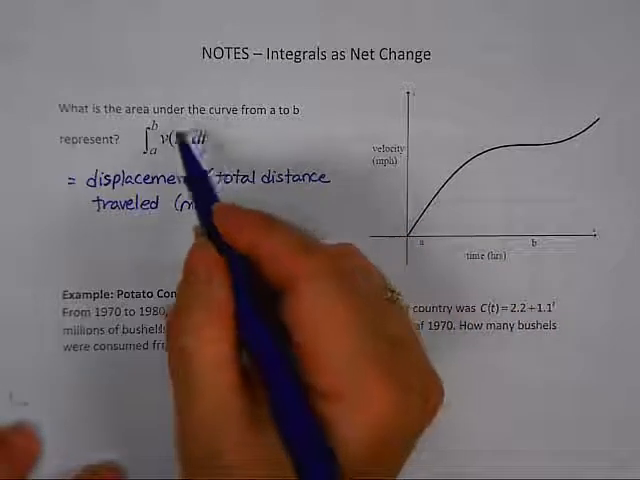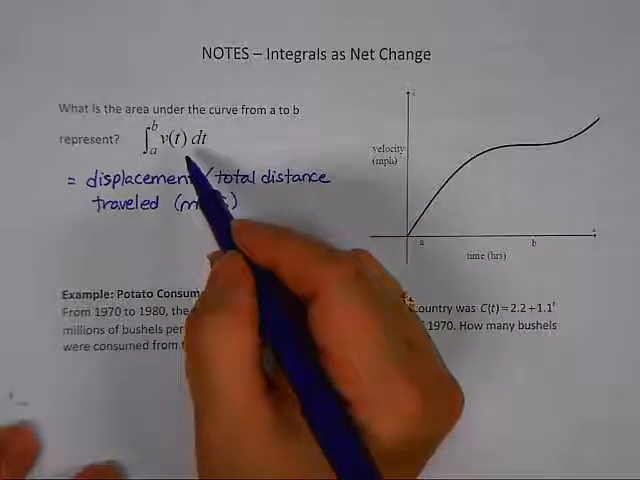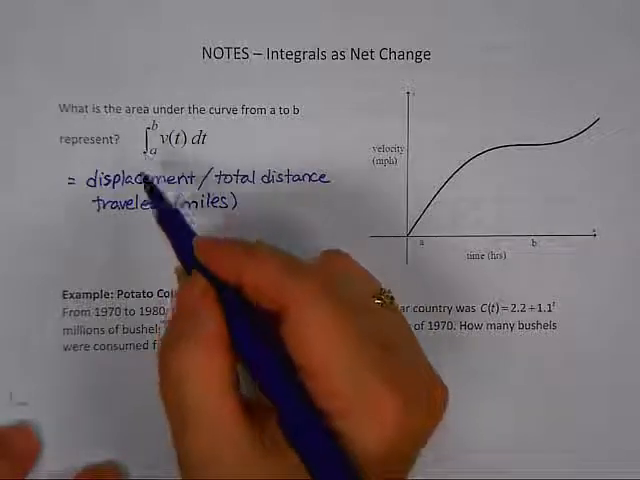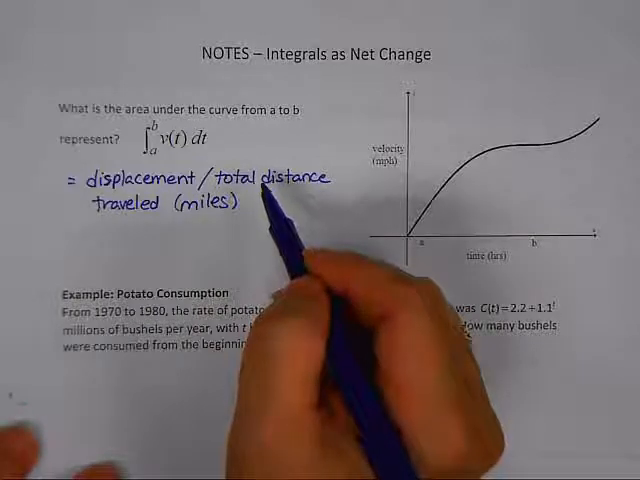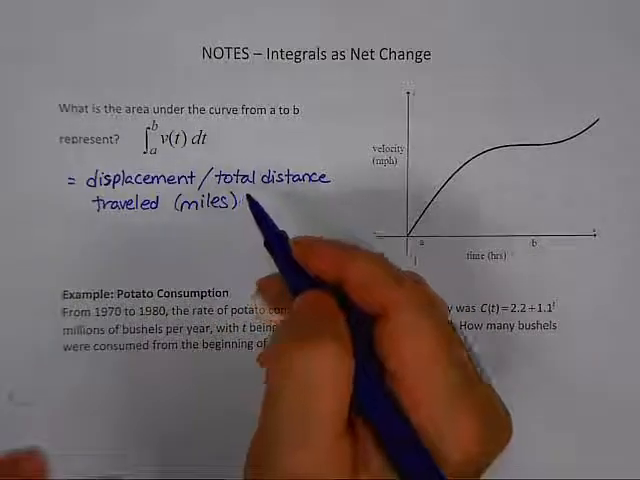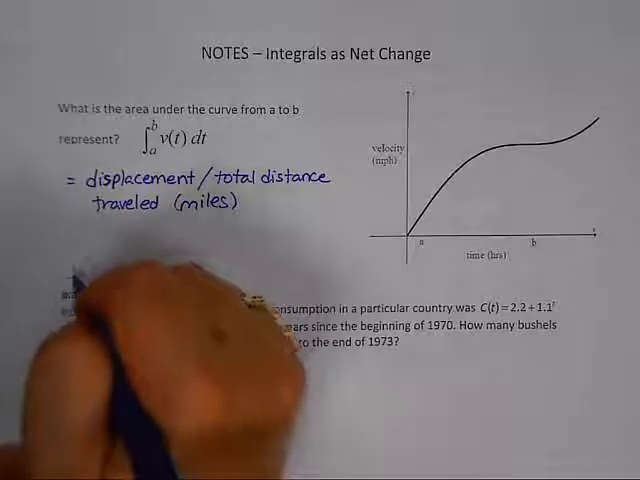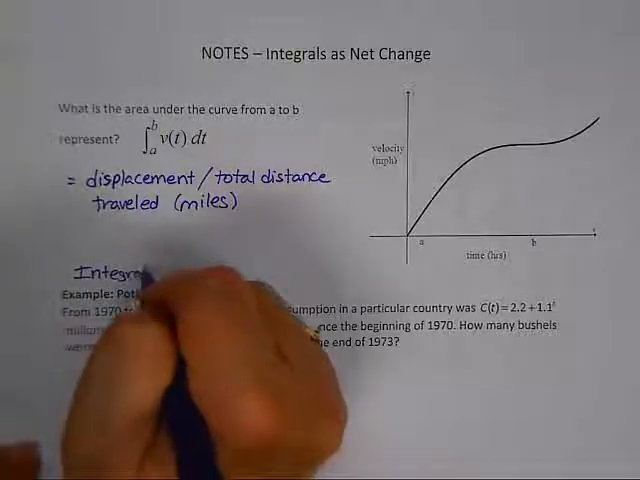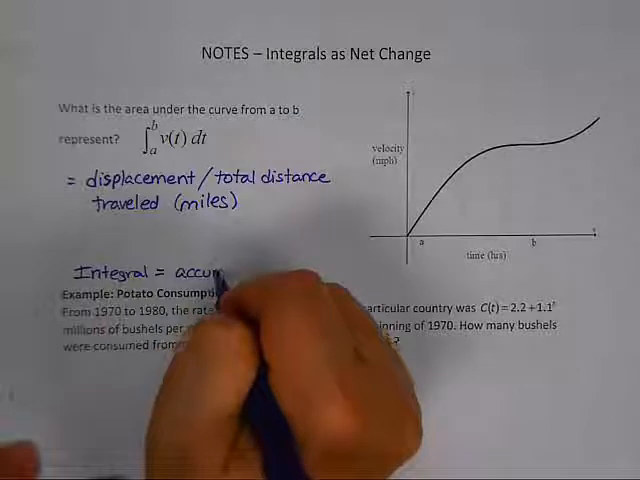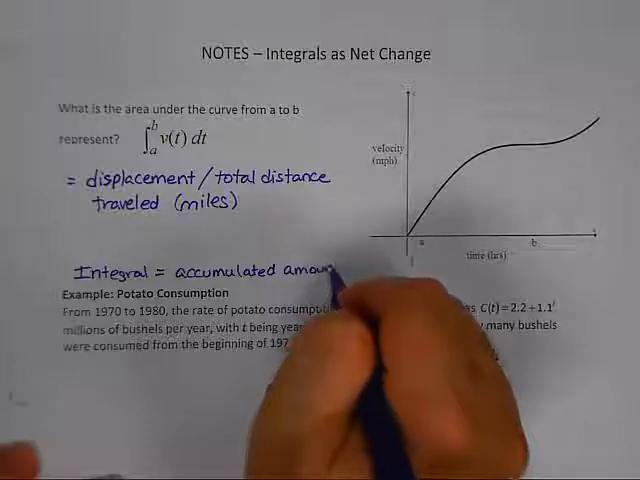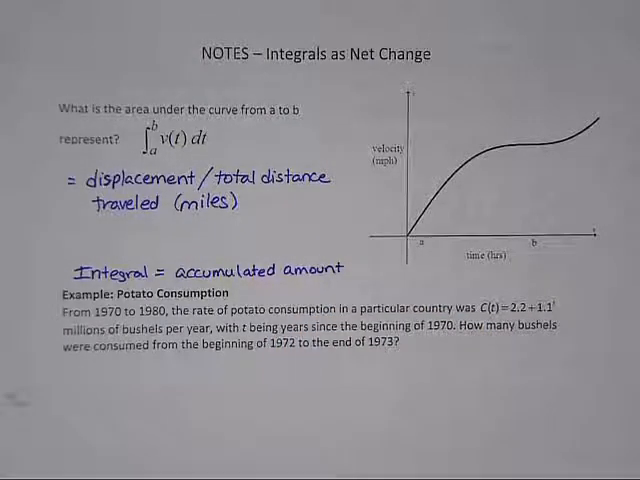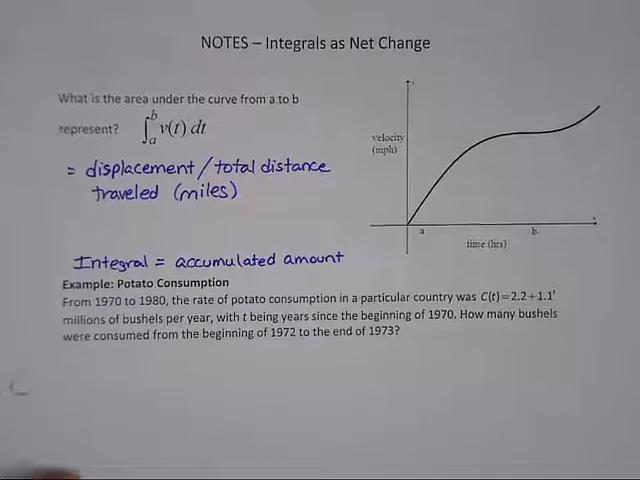So if you are given a rate of any kind, any sort of velocity or rate of change, and you integrate it, you are going to get a total amount of something that is accumulated over time. Okay? So I want you to write this down. An integral is equal to an accumulated amount. So as you read these problems, I want you to think about accumulated amounts or total amounts of something over a time interval and see how that fits in.